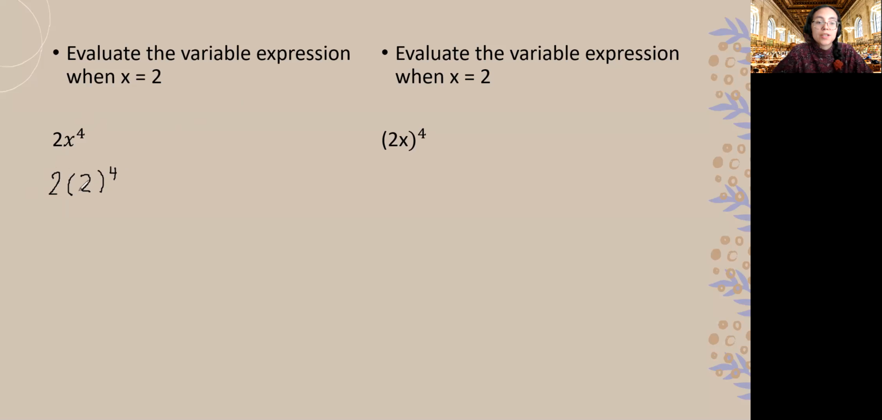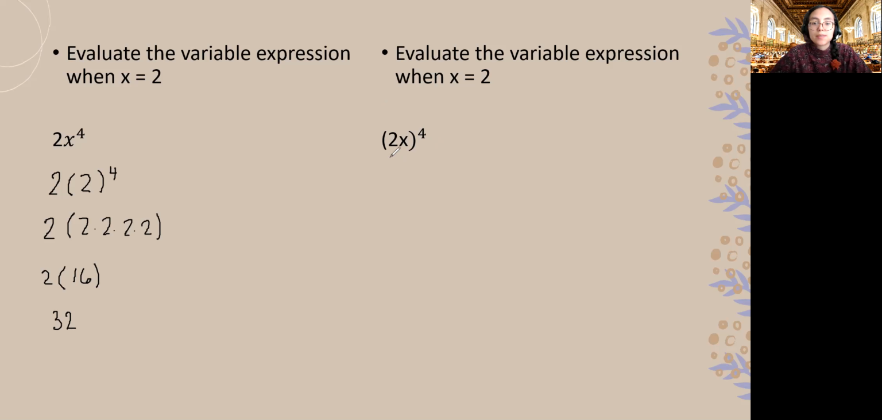Now remember what we learned about exponents. We are going to evaluate this. So I'm going to write out my factors of 2. And now I'm going to multiply. So 2 times 2 is 4, times 2 is 8, times 2 is 16. And 2 times 16 is 32. Okay, simple enough. Now let's go on to the one on the right.